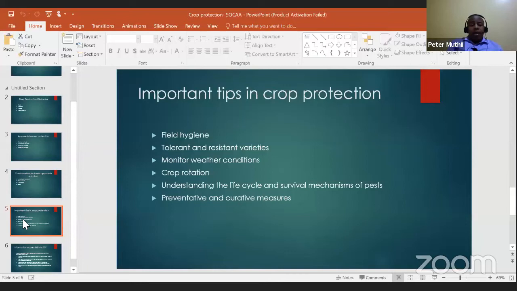Understanding the life cycle and survival mechanism of pests, like I mentioned earlier, you need to understand the behavior of the pest that you are addressing. When is the right time to spray against this pest? What are the chemicals that I really need? For example, if you're using chemicals to address a certain stage of this pest. Say you are doing a crop where you have aphids or even thrips, and you know that within a 3 week period, this pest will have completed its life cycle.